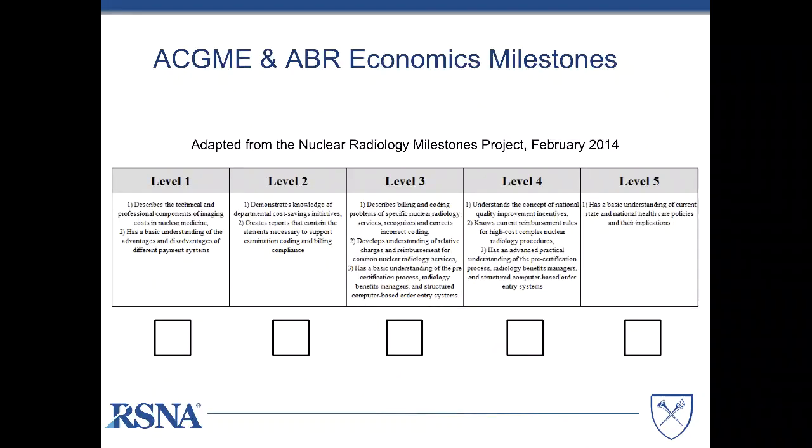This module is specifically targeted to address components of levels 3 and 4 of the Nuclear Radiology Milestones Project of the Accreditation Council for Graduate Medical Education and the American Board of Radiology. All of the other level requirements for nuclear radiology are addressed in various modules in levels 1 through 5 for diagnostic radiology. I encourage you to look closely at the RSNA's website to learn more about how modules map to different levels in different programs.